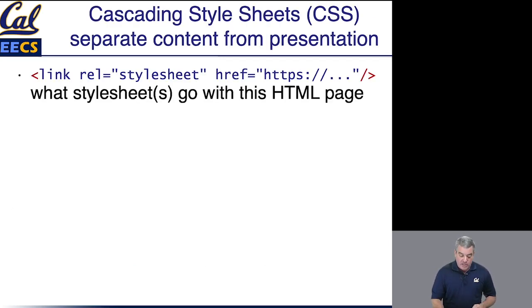So what about cascading style sheets or CSS? You can place in the preamble, or what's called the head portion of your HTML document, a special kind of element called a link element that essentially gives the URL of another document, which is a style sheet that needs to be associated with this HTML page.